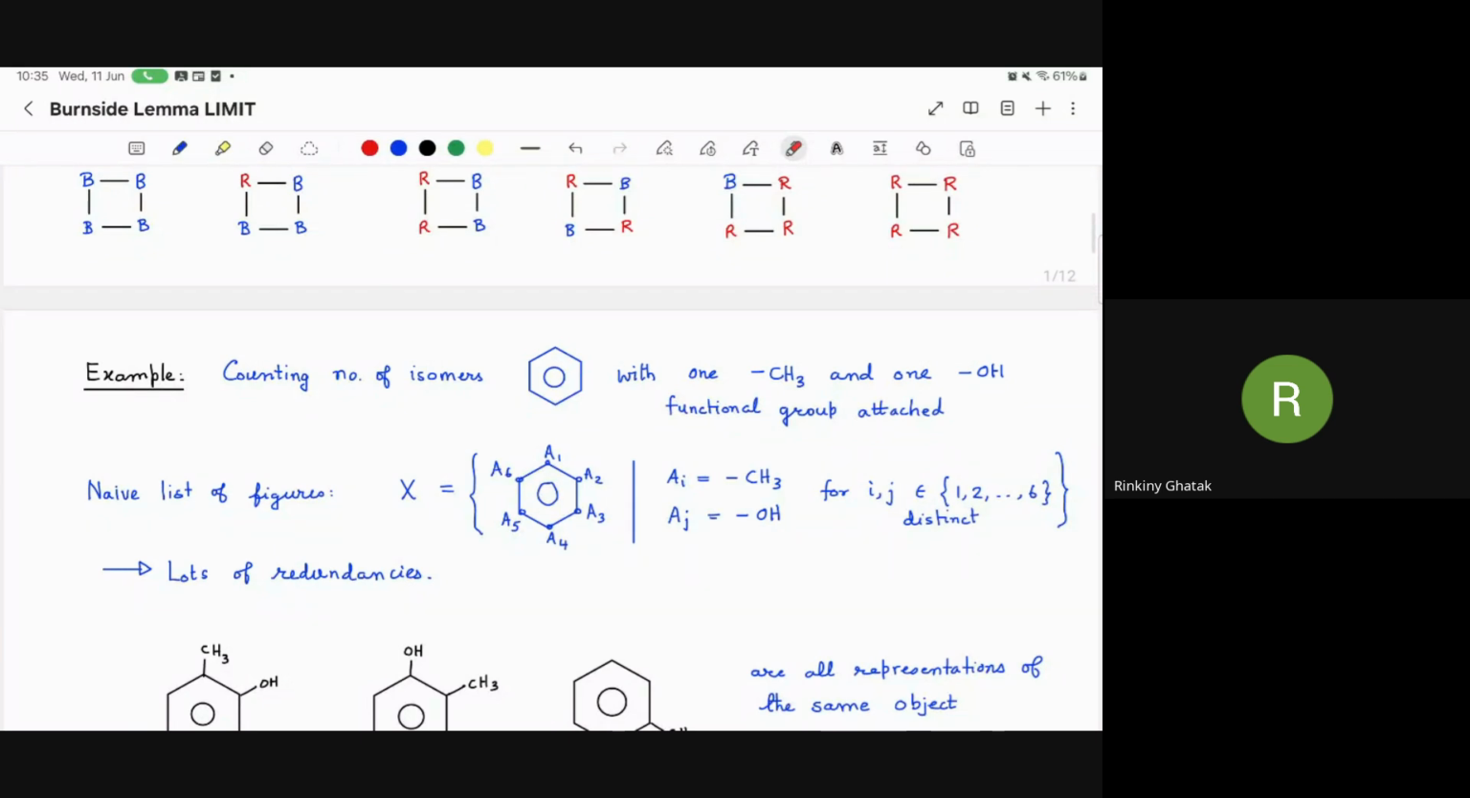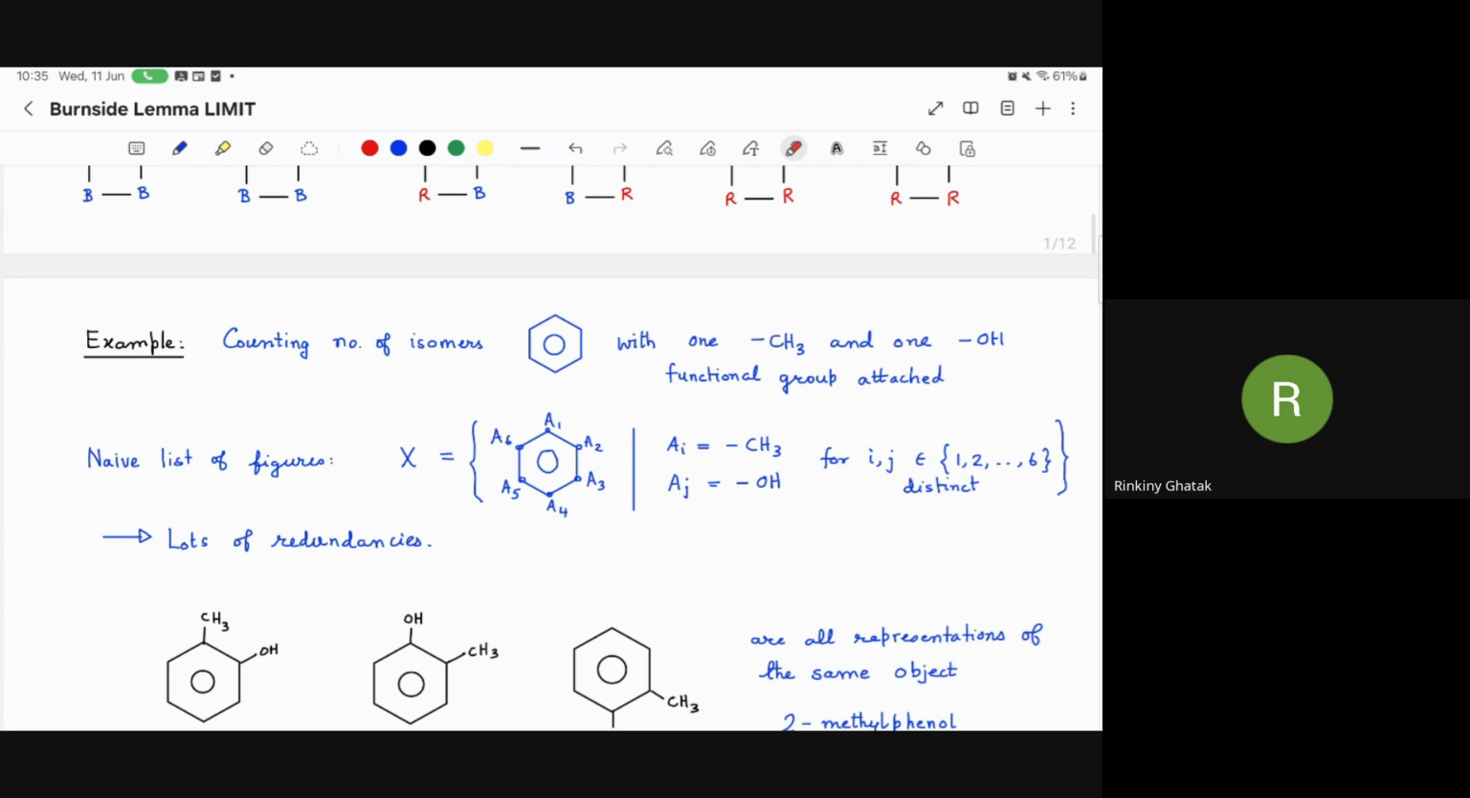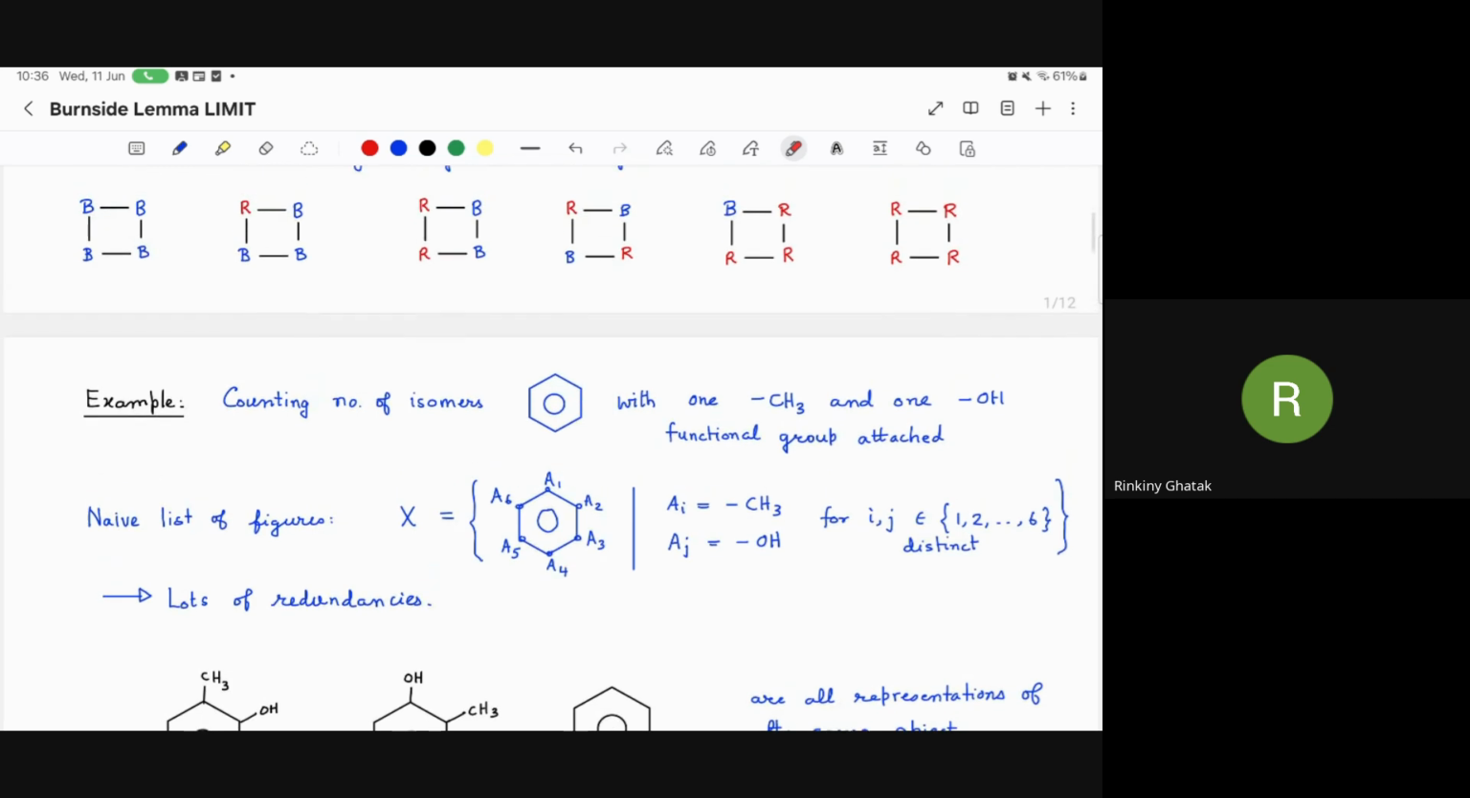Counting the number of isomers. You take a benzene ring, and what I say is you attach one CH3, one methyl group, and one OH, one alcohol group. And I ask how many compounds can you make out of this? And I add the condition that you cannot attach them at the same site on the benzene ring. The way to count them would be, you have 6 positions. You put CH3 in one of the positions, so there are 6 choices for CH3, and this OH, you put in another position. So of the remaining 5 positions, there are 5 choices for OH.